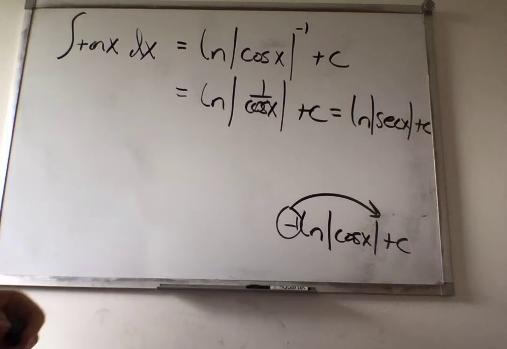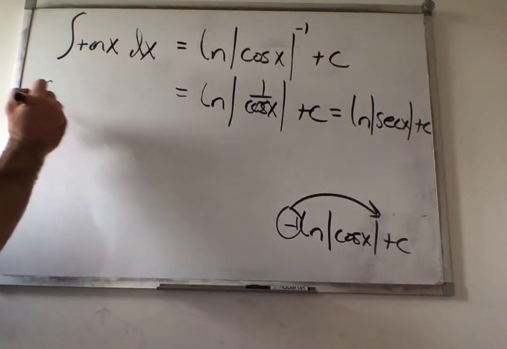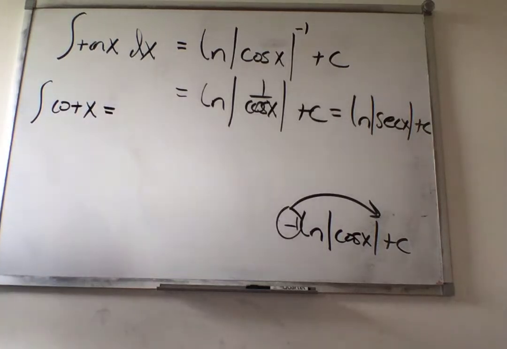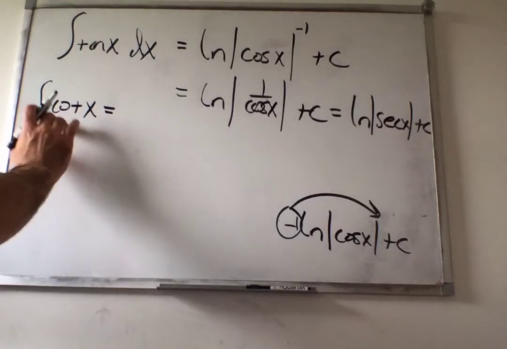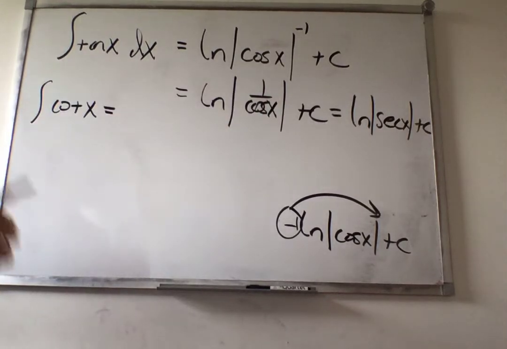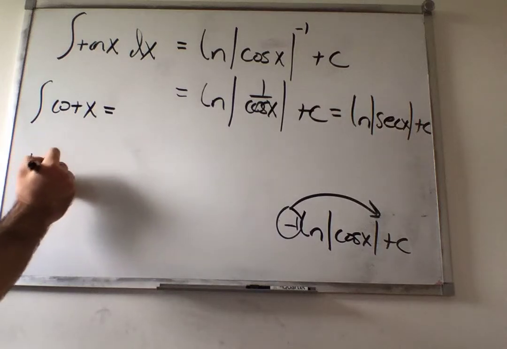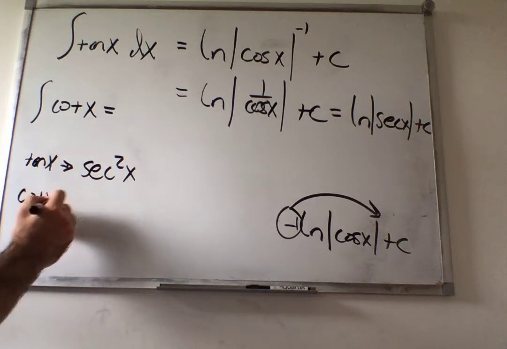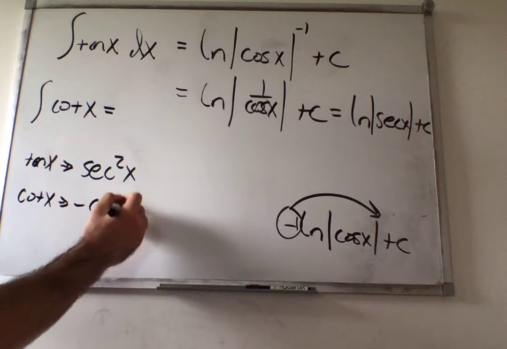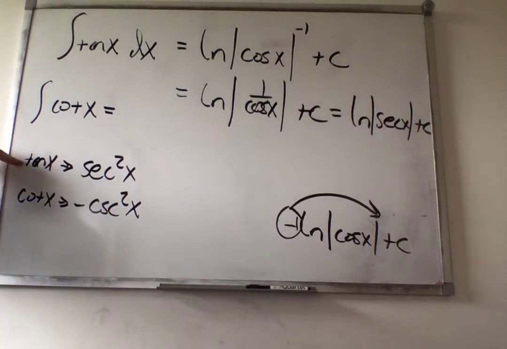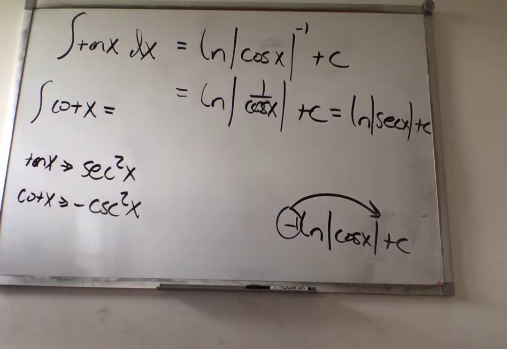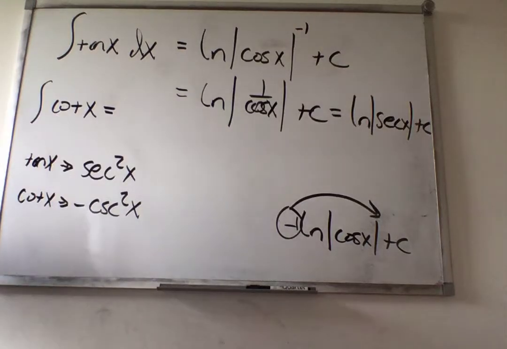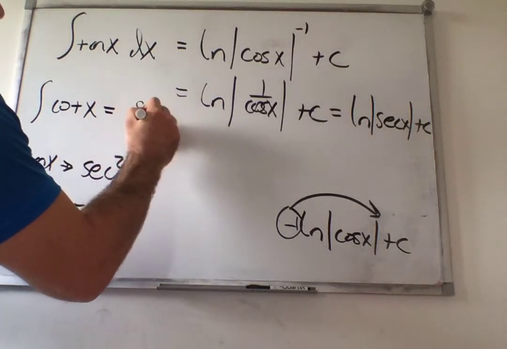Now, let's quickly talk about the integral of cotangent of x. You may be able to guess what the integral of this one is based on that one. Let's take a look at the derivatives. Tan x, if you take the derivative of that, was secant squared x. Cotangent x, if you take the derivative, is negative cosecant squared of x. So tangents are related to secants in the derivatives and in the integrals. If you recall, cotangent is just cosine x over sine x.